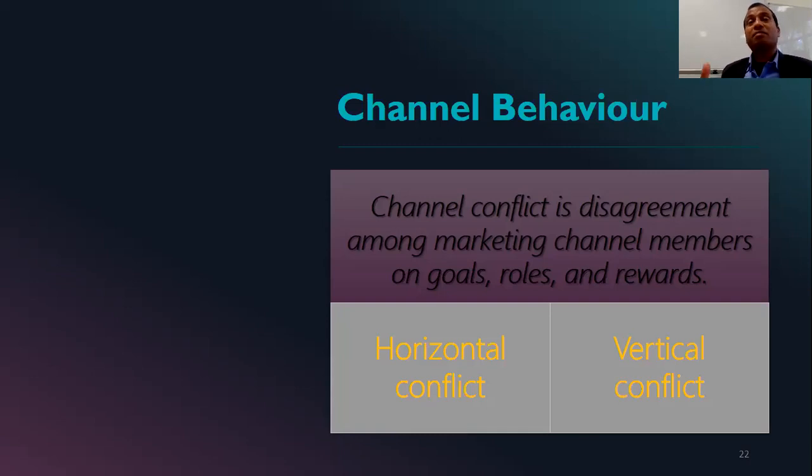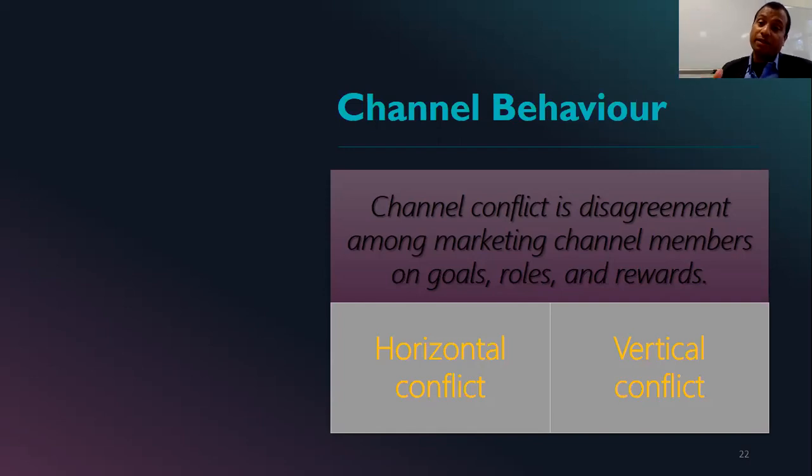Another example of horizontal conflict could be the conflict between two or three different retailers. That is known as horizontal conflict, on the same level of members. But then the second type of conflict is vertical conflict.